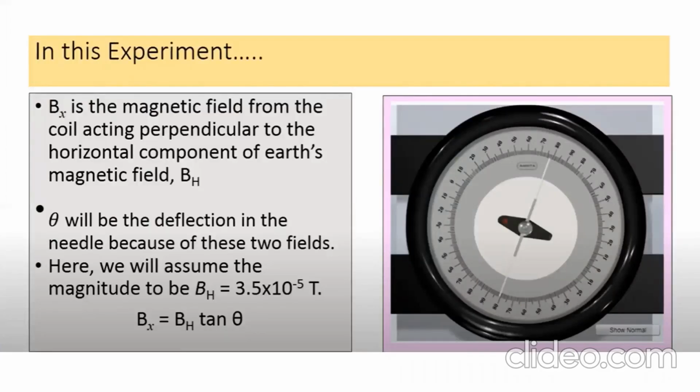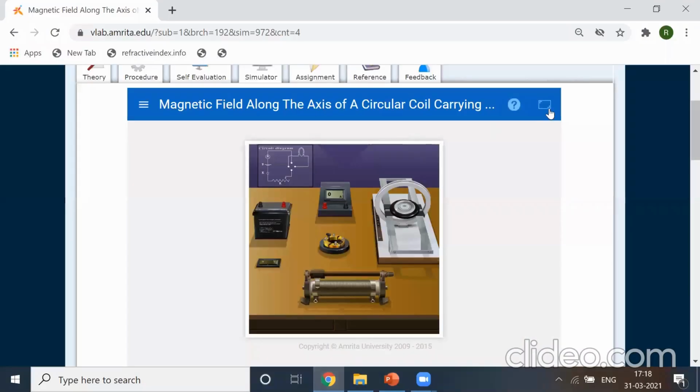In this experiment, BH is the horizontal component of the Earth's magnetic field, and theta is the deflection in the needle because of the two fields, one due to the Earth's magnetic field and the other due to the current-carrying coil. We assume BH is equal to 3.5 times 10 raised to the power minus 5 Tesla, and then the total magnetic field will be given by Bx equal to BH tangent theta. Let's start with the experiment.